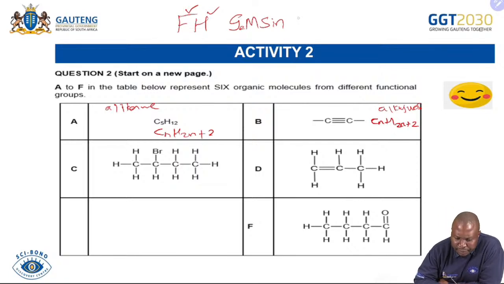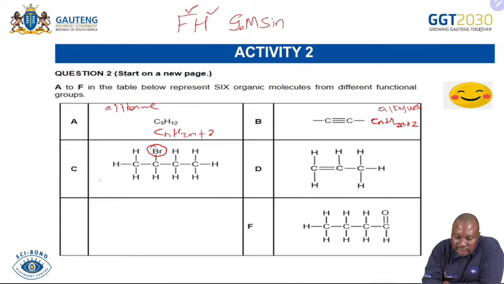Look at number C. When you get a question, you will say, what is the functional group here in number C? The functional group is an atom, or a group of atoms, that determines the chemistry of an organic molecule. So what differentiates this from all the others is the bromine there. That is our functional group, which is our substituent, the bromine. Because of the bromo, you know that we have identified our functional group.